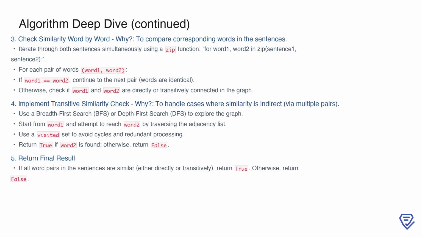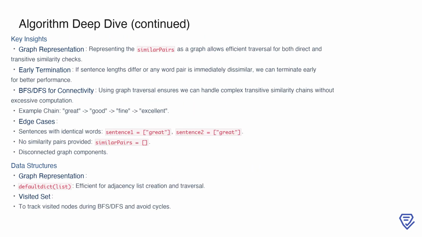Otherwise, we return false, indicating that the sentences are not similar. The algorithm is built on several key insights that enhance its efficiency and clarity. Representing the similar pairs as a graph is particularly powerful, as it allows us to efficiently handle both direct and transitive similarity checks. By using an adjacency list, we ensure that graph traversal is straightforward and scalable. Additionally, early termination is an important optimization.